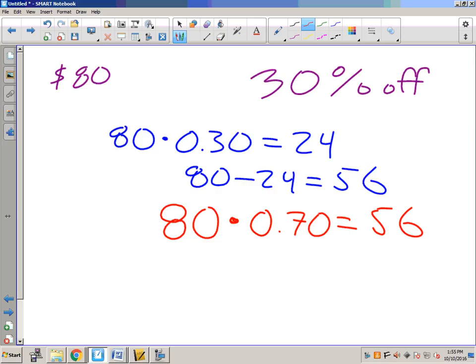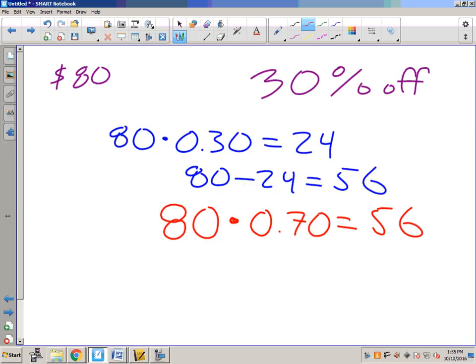So, good. 100% minus 30% is 70%. Agreed? If it's 30% off, you're subtracting 30% off, whether that's $24 or whether that's 30%. If you're getting 30% off, what percent of the original price are you actually paying for? You're paying for 70% of it. In the long run, most people don't care about the $24. Yeah, it's nice that I just saved $24, but really what people want to know is how much am I going to pay. I don't really care how much the thing is off. I just want to know how much am I going to pay.